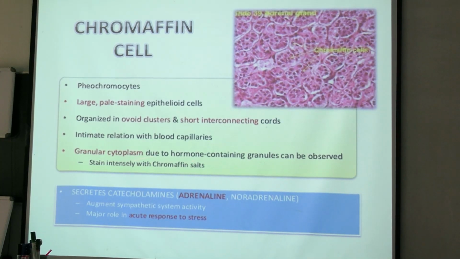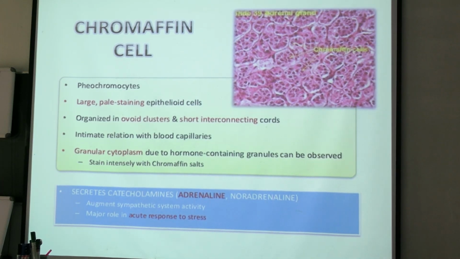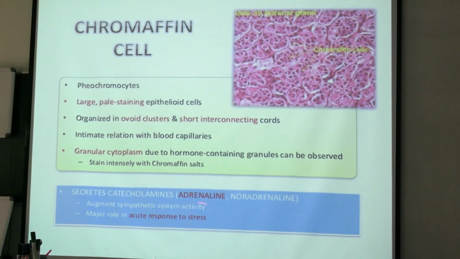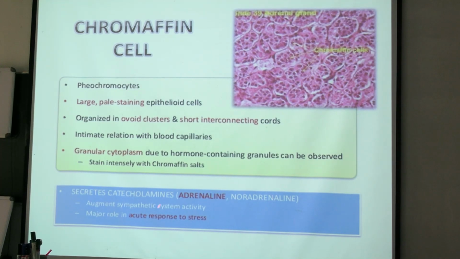What are the secreted hormones? They secrete catecholamines, important hormones for the autonomic nervous system, adrenaline and noradrenaline. They augment the sympathetic system activity and play a major role in the acute response to stress. During stress, these hormonal levels are increased. Okay, understood?